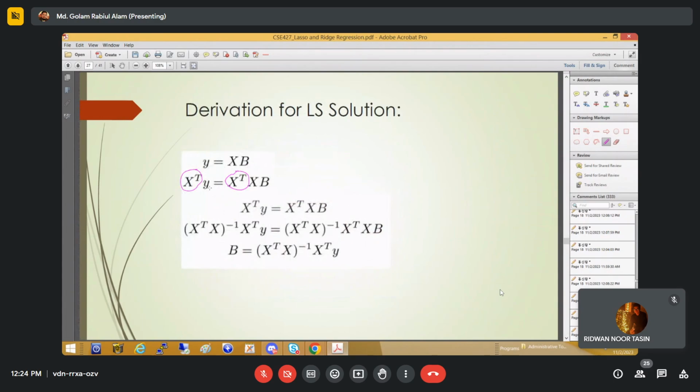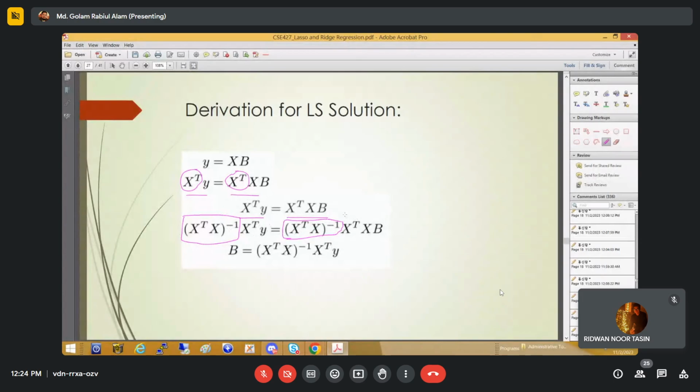And now we can see there is x transpose y, so x transpose y equals x transpose xb. Now there is also the x transpose x inverse. Both sides you can multiply with the same thing. And now we can see what we can get.